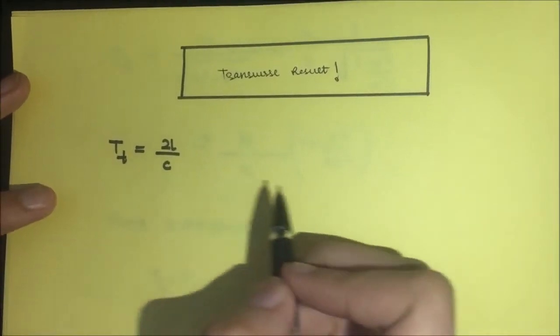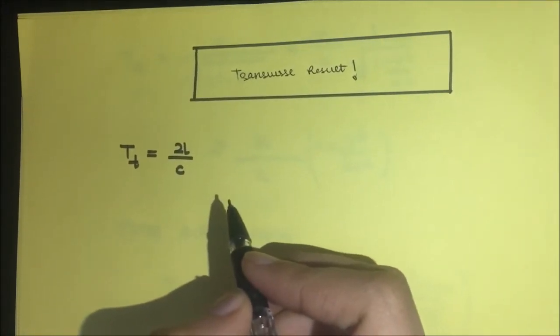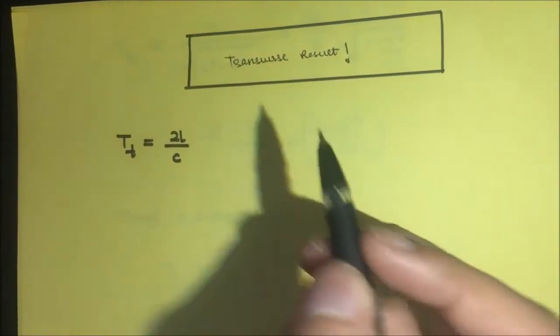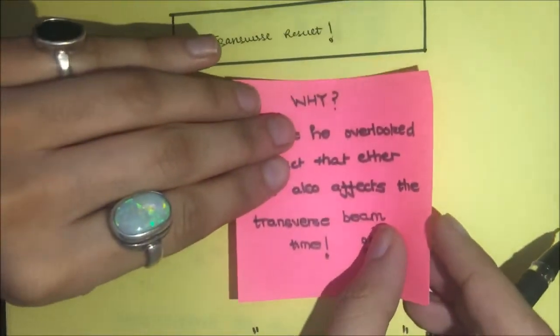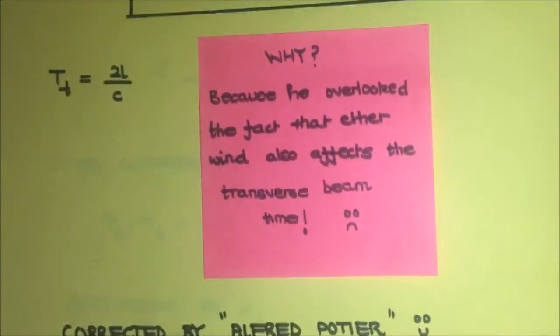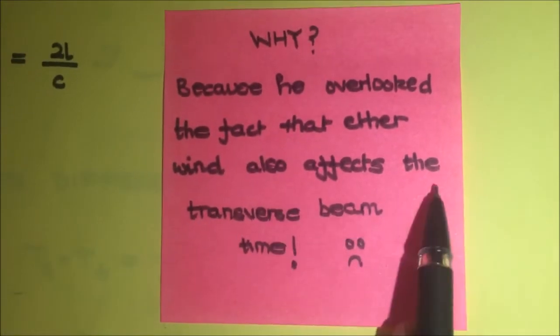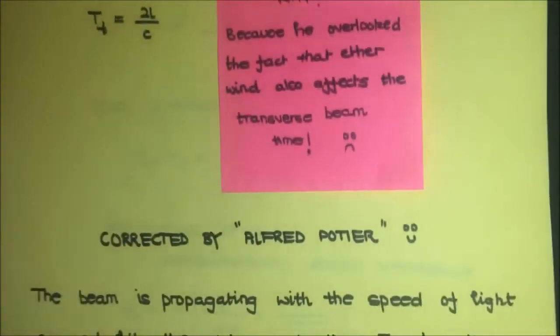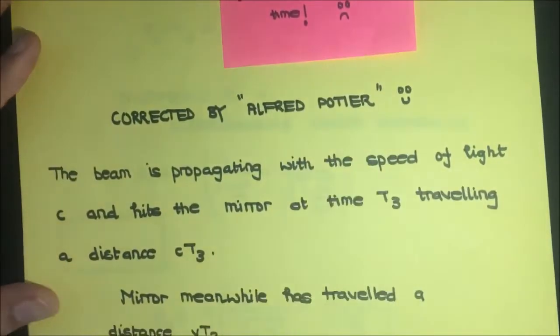However, in the transverse direction, he obtained the incorrect expression. T transverse is equal to 2L by c. This is wrong. Now let's look at the reasons why. This is wrong because he overlooked the fact that ether wind also affects the transverse beam time. But fortunately, this is corrected by Alfred Potier.